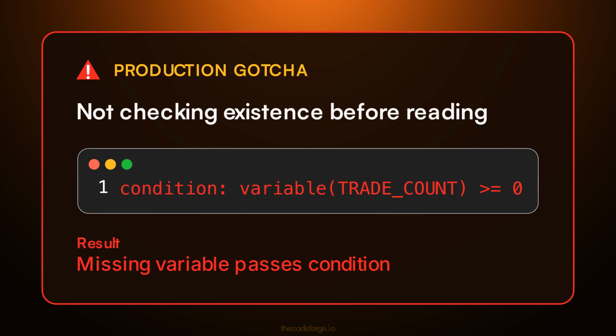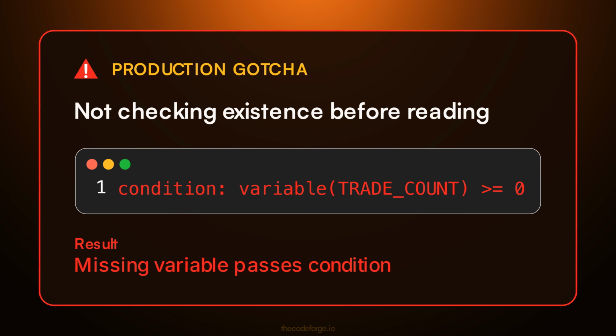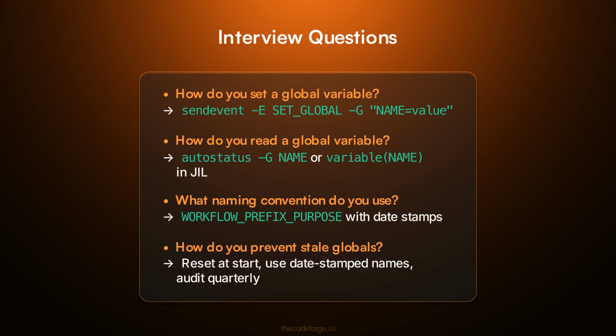If trade count was never set, variable returns an empty string, which is treated as 0. So greater than or equal to 0 is true, and the condition passes even though the variable is missing. Always check existence first. Let's run through some common interview questions.